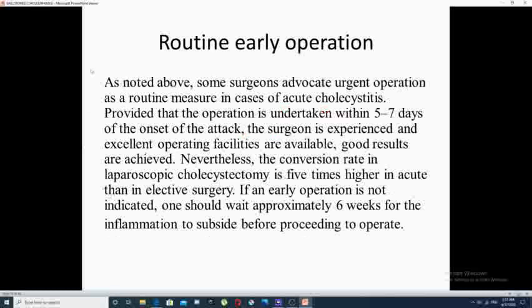Another method of treatment of gallstones in acute cholecystitis is to arrange for a routine interval operation. Some surgeons may advocate an urgent operation as a routine measure in acute cholecystitis, and they operate within 5-7 days of the attack, the golden period. The surgeon should be experienced and excellent operating facilities should be available; then good results may be achieved. Otherwise, the conversion rate in laparoscopic cholecystectomy is 5 times higher in acute than in elective surgery. If early operation is not indicated, one should wait approximately 6 weeks for the inflammation to subside before proceeding to operation.